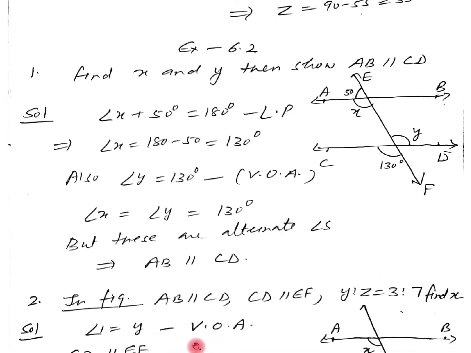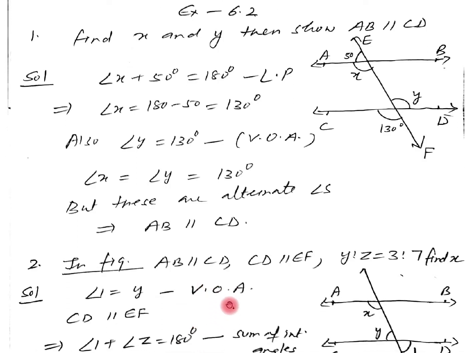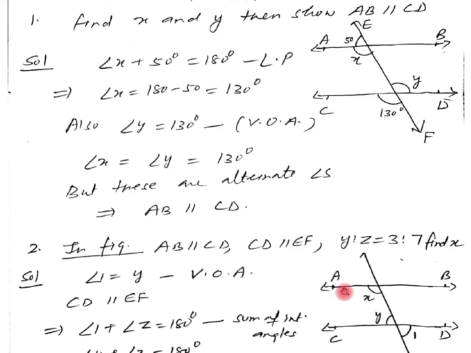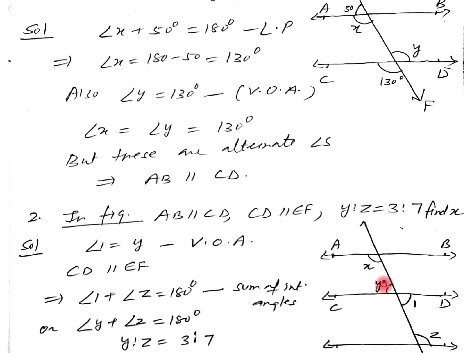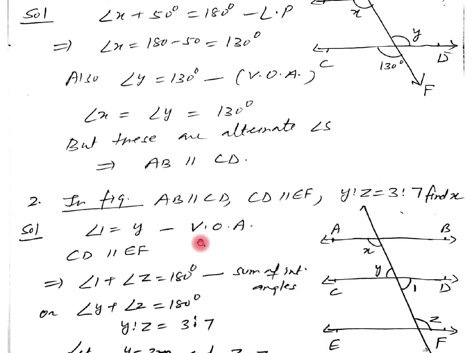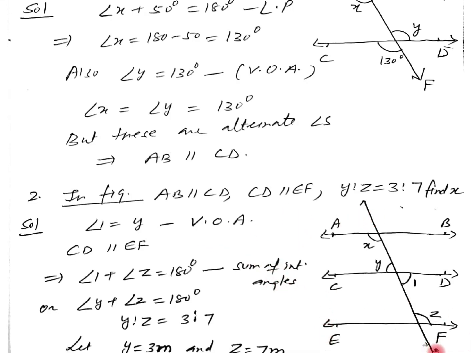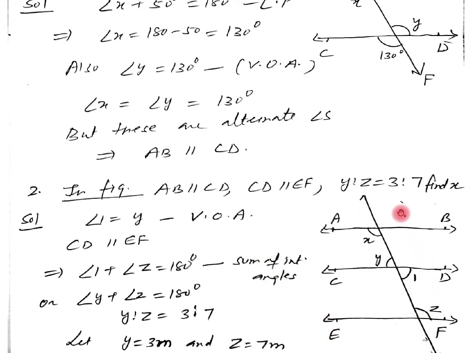Now the next question is, in the figure AB is parallel to CD and Y ratio Z equal to 3:7. Find the value of X. Now here see this figure, AB parallel to CD, CD parallel to EF, and Y ratio Z is given to be 3:7. We have to find out the value of X. Now let us start the question.